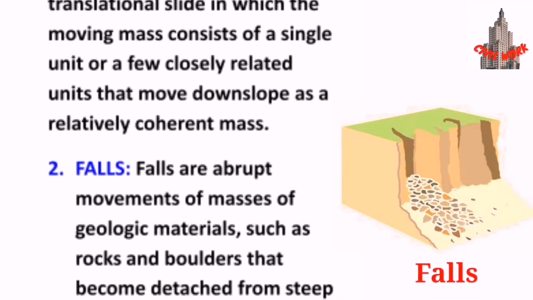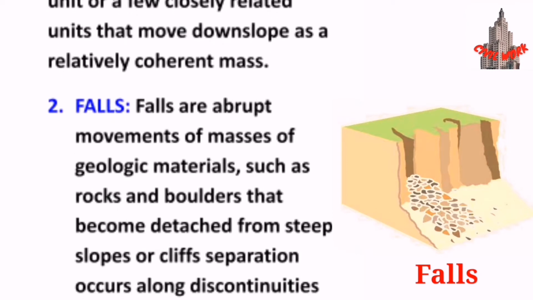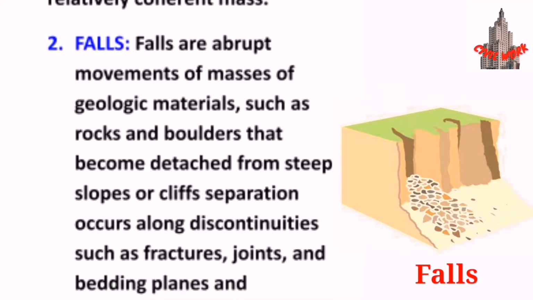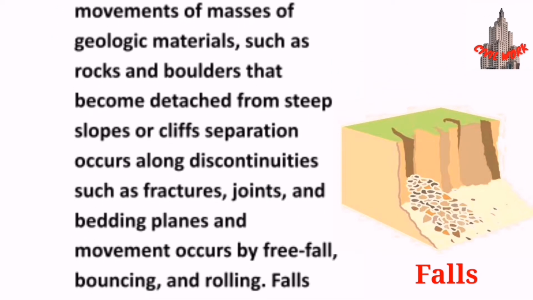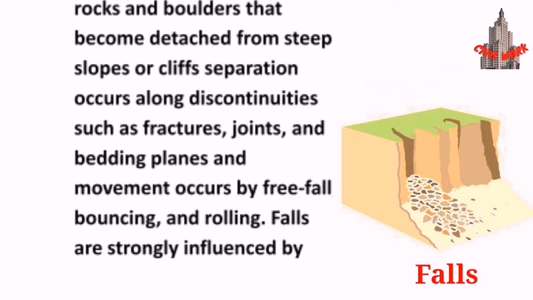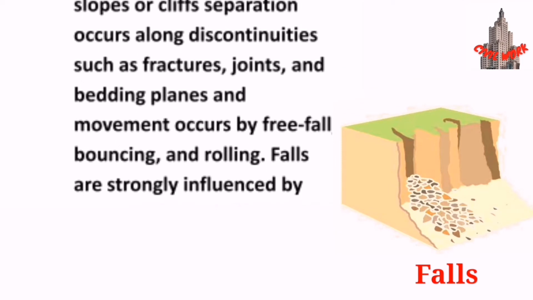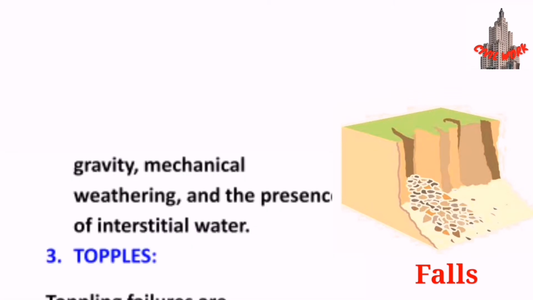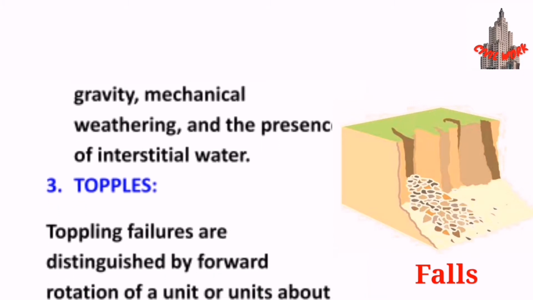2. Falls. Falls are abrupt movements of masses of geologic materials, such as rocks and boulders, that become detached from steep slopes or cliffs. Separation occurs along discontinuities such as fractures, joints, and bedding planes, and movement occurs by free fall, bouncing, and rolling. Falls are strongly influenced by gravity, mechanical weathering, and the presence of interstitial water.